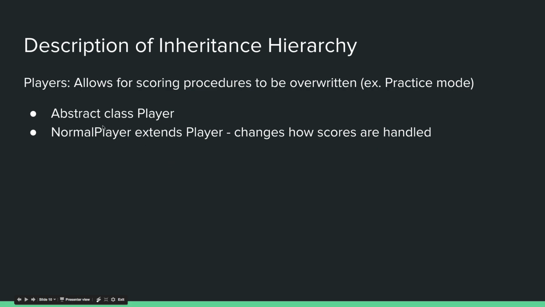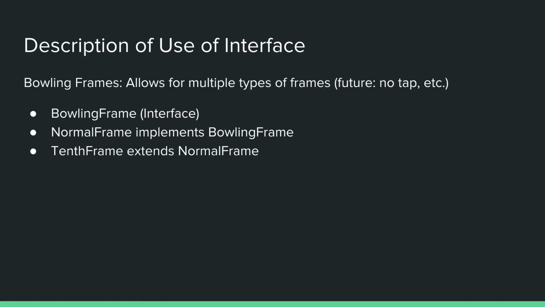And if I was doing a no-tap game, so for instance, if you knock down 9 pins and I wanted to count that as a strike, it gives me more flexibility, while still having attributes that all players have in common. The other use of an interface is I have just the bowling frame, and normal frame, which has 2 shots in it, and 10th frame, which should have 3 shots. And this once again allows for more flexibility.